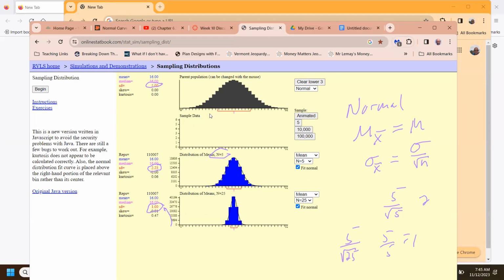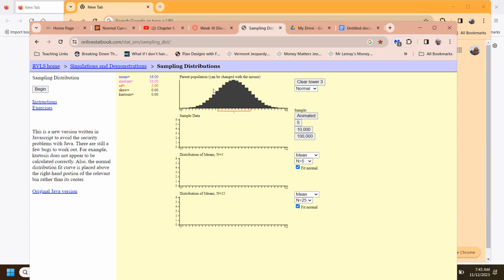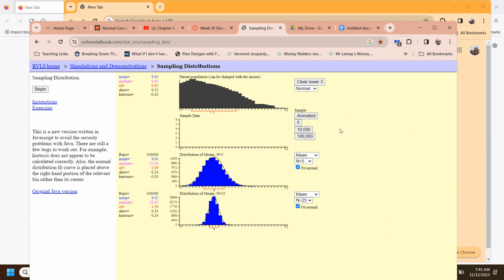So here, let me clear these. How do you clear the lower? Let me clear my writing. And what I'm going to do now is make a distribution that's very right skewed. Okay, here, let's do that. That's very right skewed, with a different mean. Let's have it graph 100,000 samples. So even though the parent population is skewed, we're getting a sampling distribution that's normal. And notice for n equals 25, that's a very, very tight normal curve.